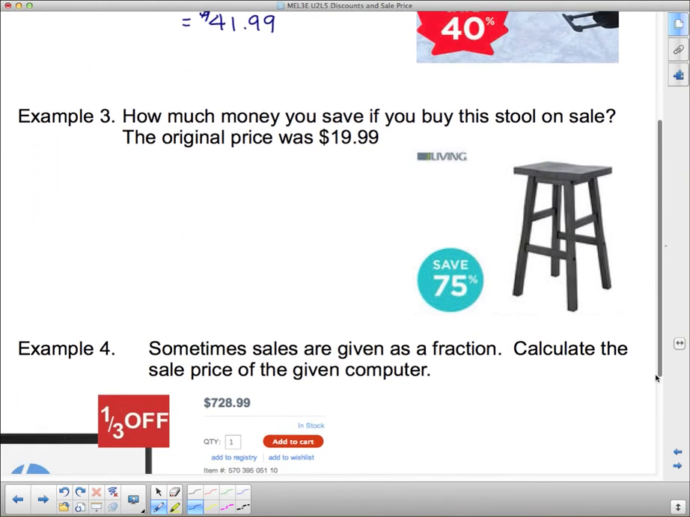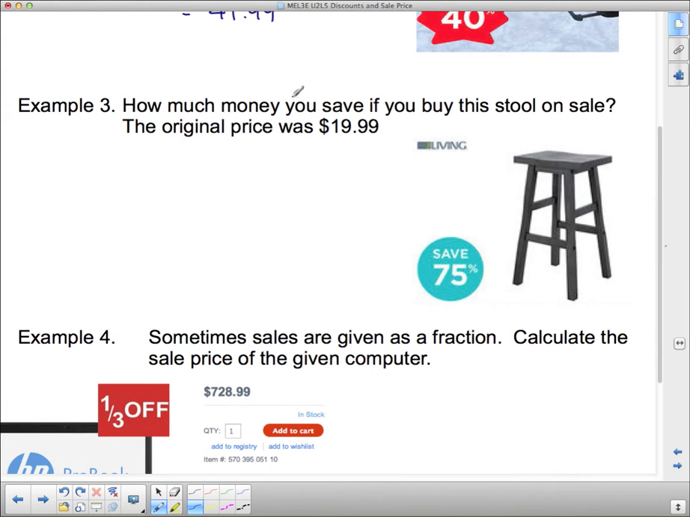Okay, so the next one. How much money do you save if you buy this stool on sale? It says it's 75% off. It says the original price was $19.99.